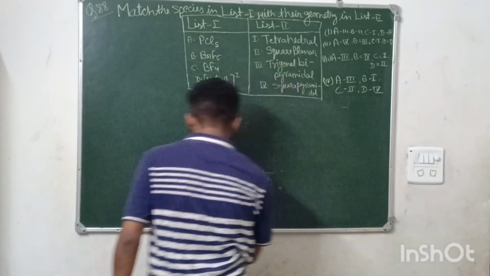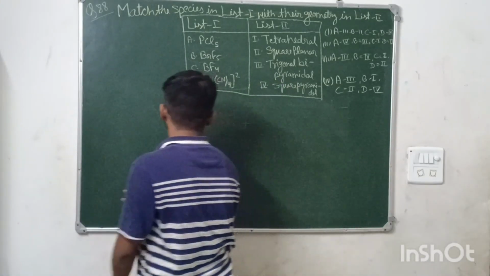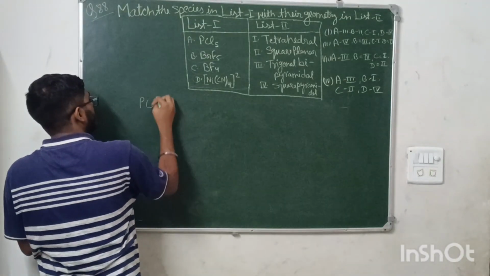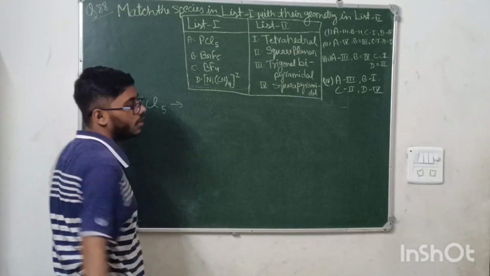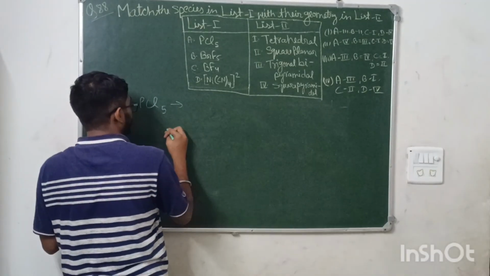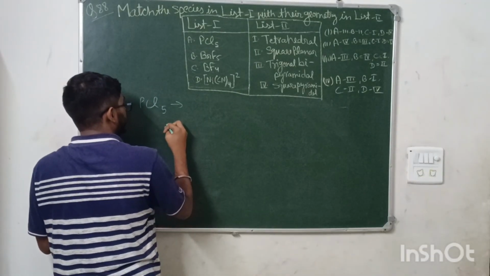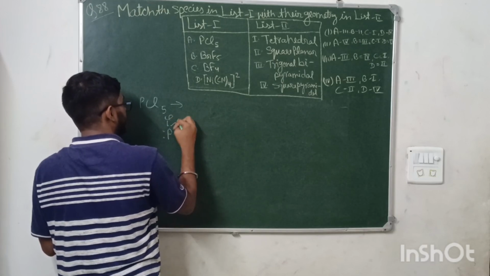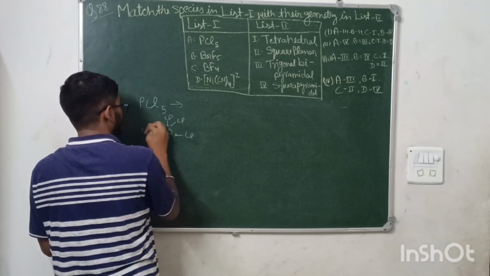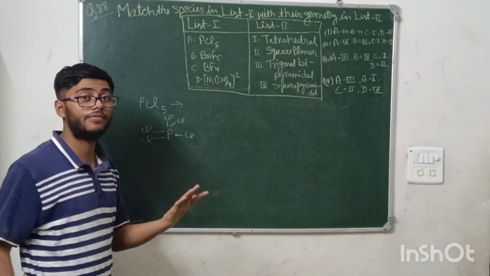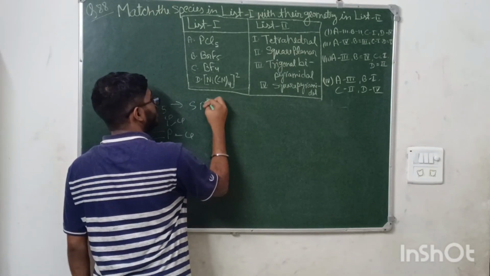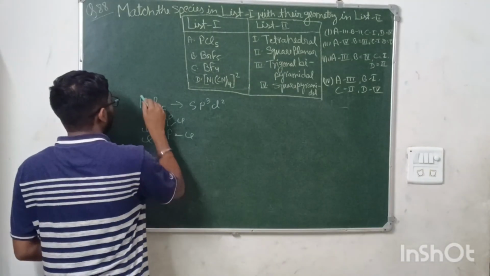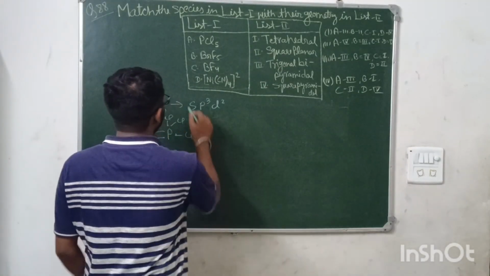Now, if I see here, first of all, PCl5. So we know that PCl5 here has 5 chlorines attached there, and the shape of PCl5 is what? It is sp3d2. Okay, sp3d2.